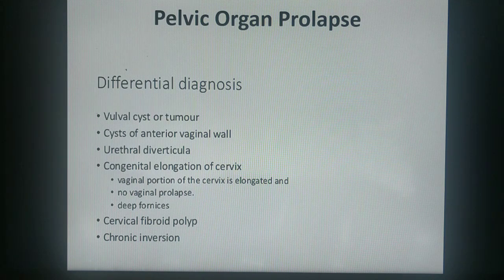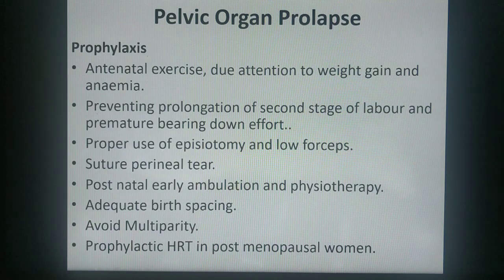The differential diagnosis of pelvic organ prolapse includes vulval cyst or tumor, cysts of the anterior vaginal wall, urethral diverticulum, and congenital elongation of the cervix, where the vaginal portion of the cervix is elongated, no vaginal prolapse is present, and the fornices are found. That is, C is descended but D is at its normal place. Others are cervical fibroid polyp and chronic inversion of the uterus.